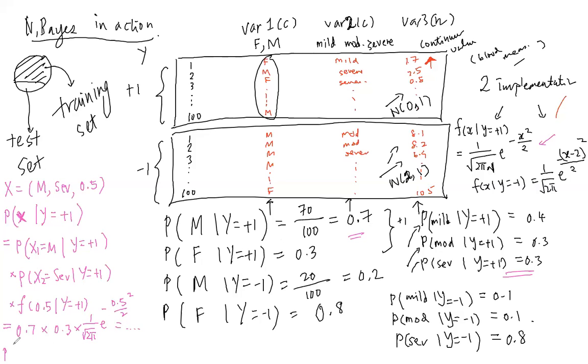And of course, similarly, you can calculate for y equals minus one. You just read from the minus one. So you have this one, 0.2. Then you have this one, 0.8. And then you have this one, 1 over square root of 2 pi e to the minus (0.5 minus 2) squared over 2. Okay, some value.